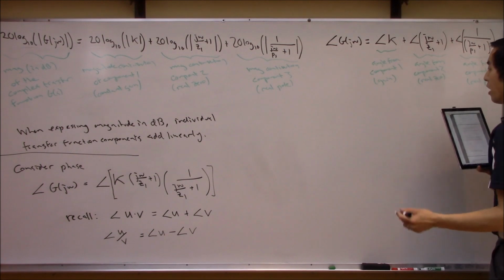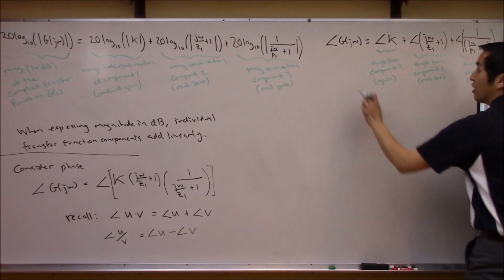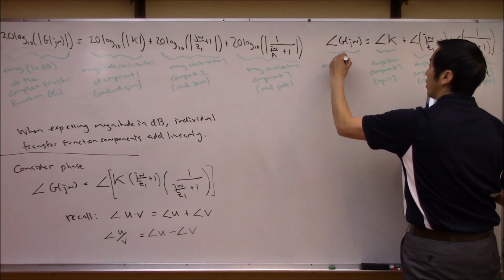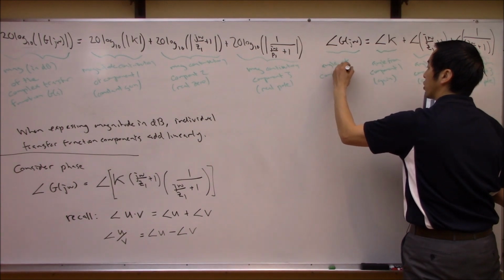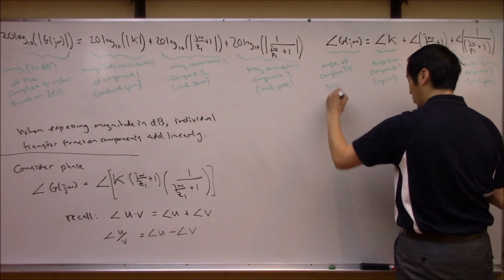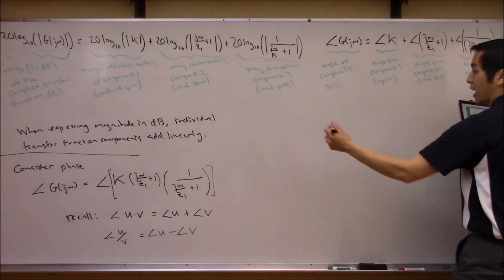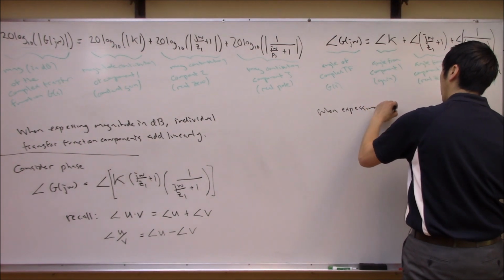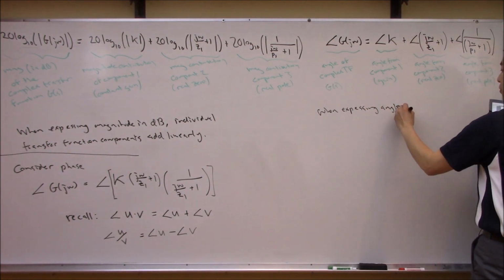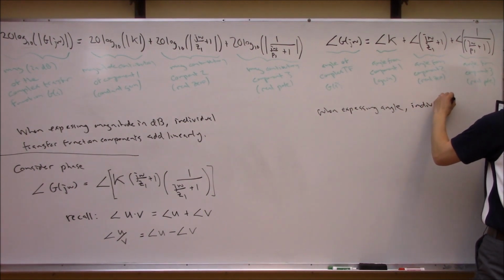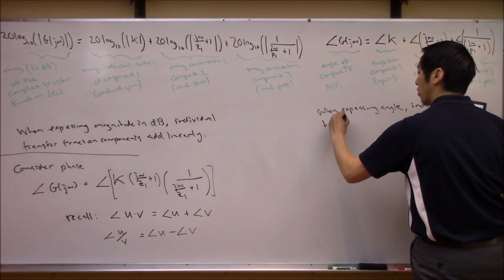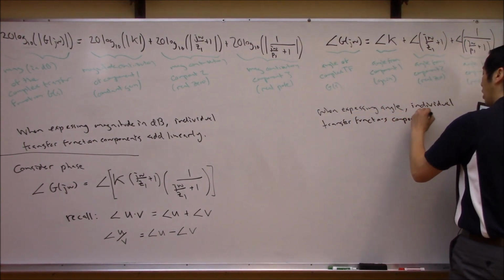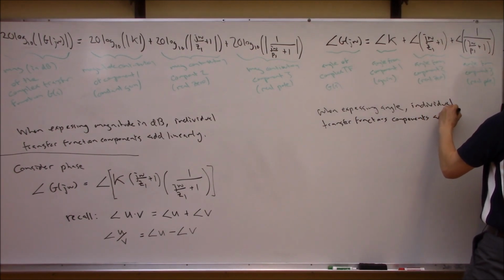So again, what we end up with is, sorry, maybe I just want to be consistent here. The left side is the angle of the complex transfer function, which was our G of s. So we see here the angle behaves the same way. When expressing angle, it doesn't matter if you're doing this in degrees or radians. The individual transfer function components add linearly.